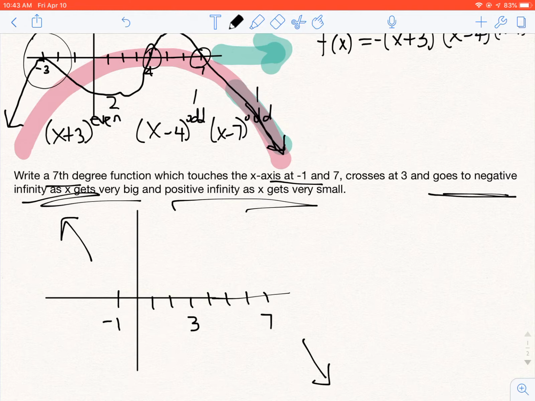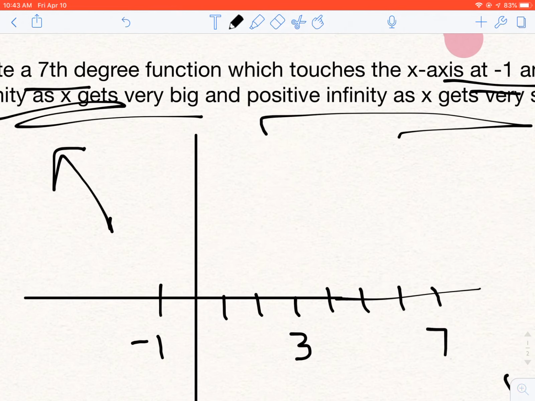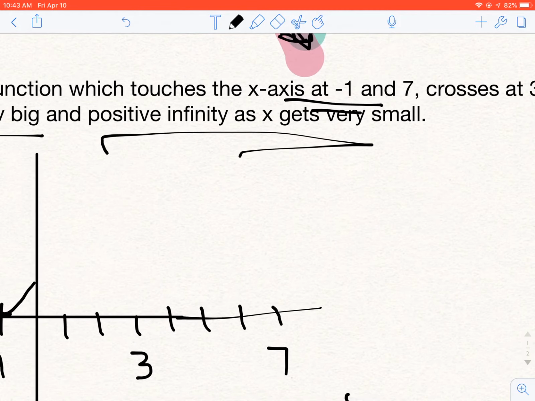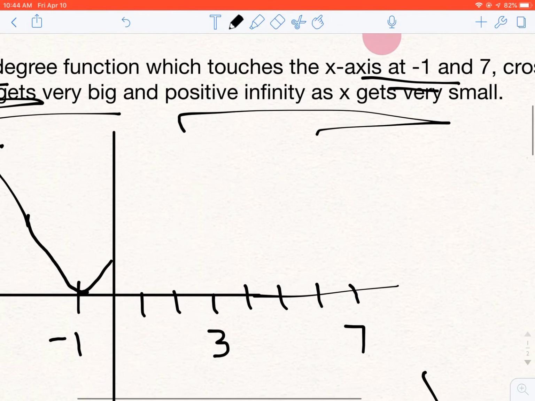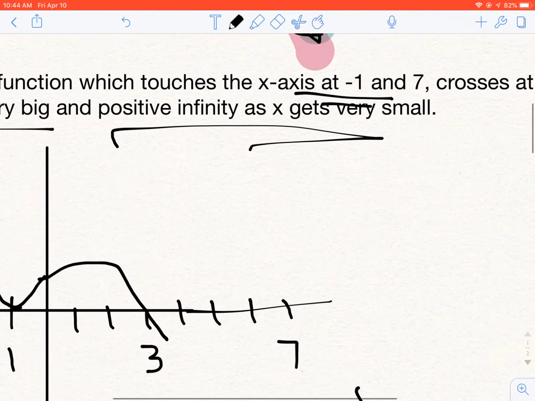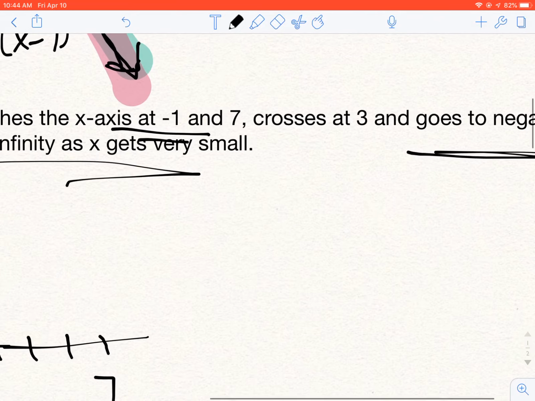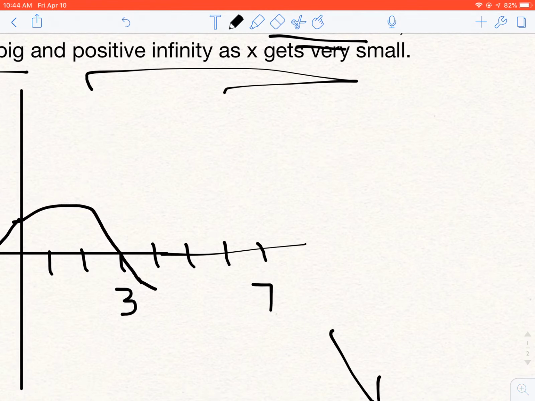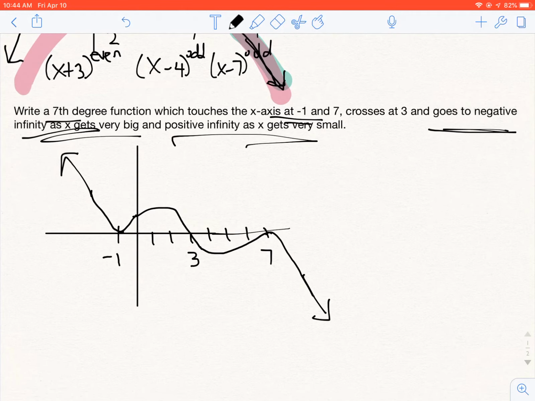So there you go. Now, all right, so it's supposed to touch at -1. So I'm going to come in here and I'm going to make it touch at -1. What does it do? Crosses at 3, all right? So then it crosses at 3 and touches at 7. So it's going to touch at 7, and then it's going to go down. Okay, so a 7th degree polynomial.